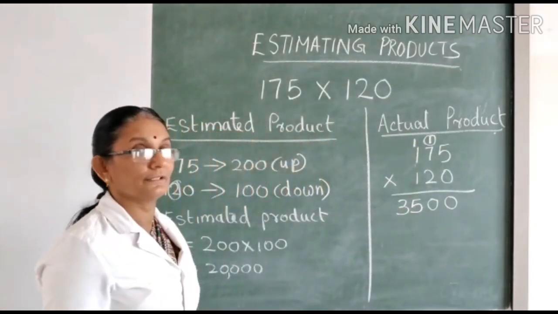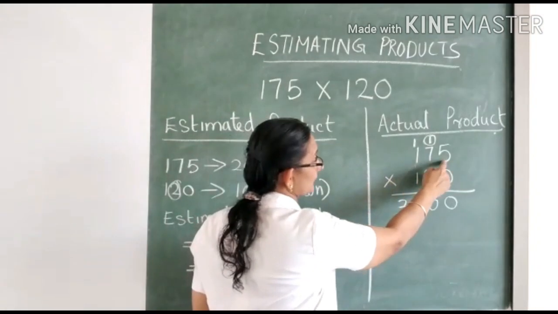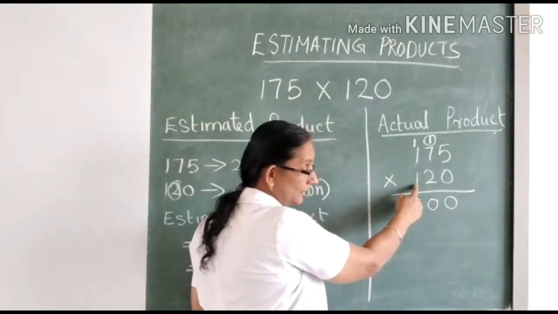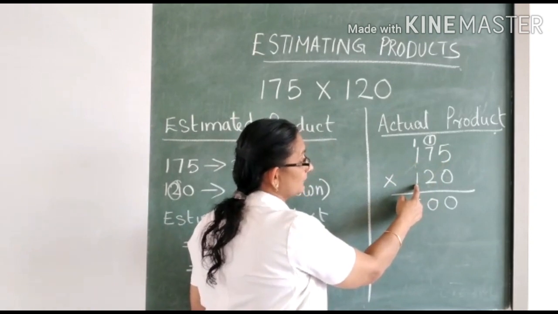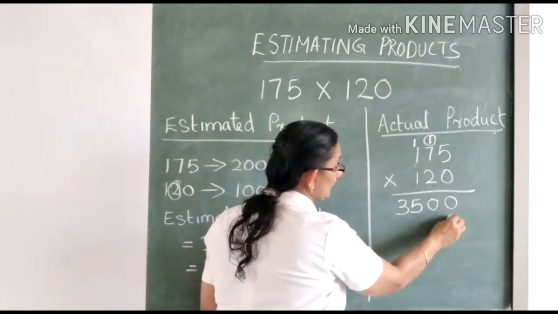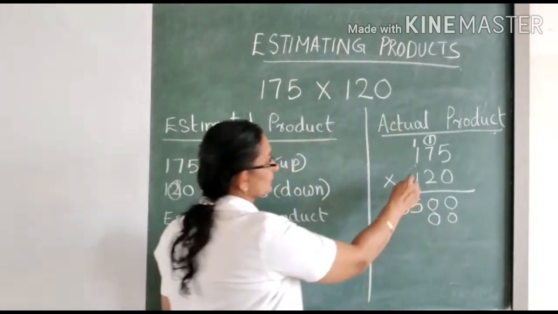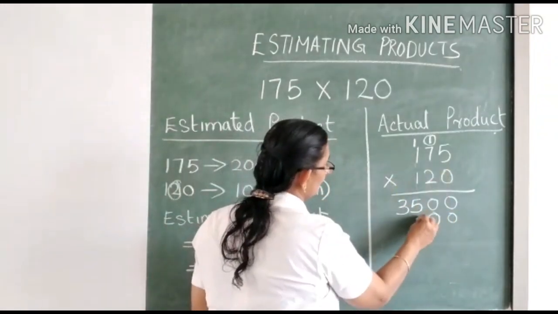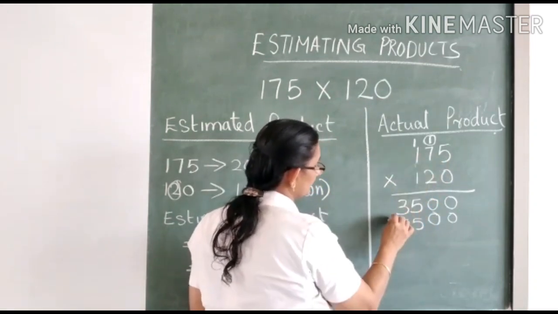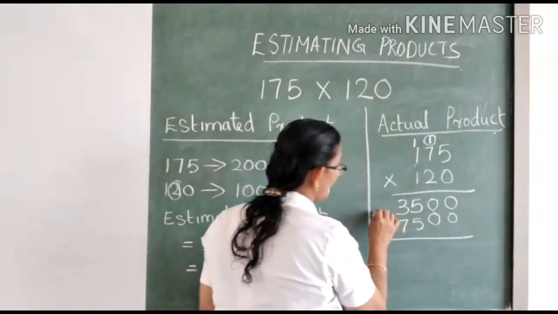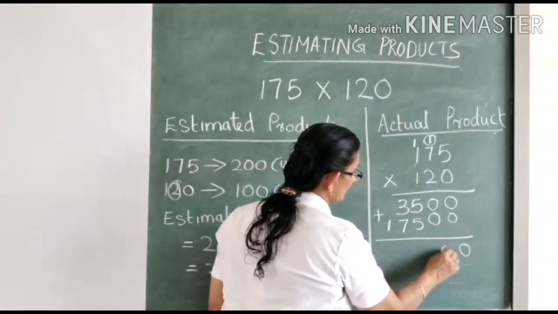Okay. Now let us move to the next step. That means you have to multiply 175 with the digit 1 in the hundreds place. So when you are multiplying a number with the digit in the 100s place, you have to put 2 zeros first. Then multiply 1 into 5, 5, 1 into 7, 7 and 1 into 1, 1.